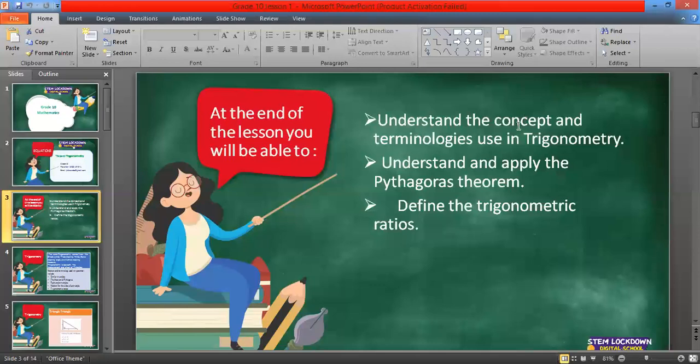All right. There are some terms, some language we use there. We must be able to understand what we mean when we say those words. Also, at the end of today's lesson, you should be able to apply the Pythagoras theorem and define all the trigonometric ratios.